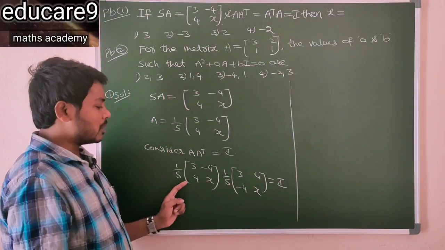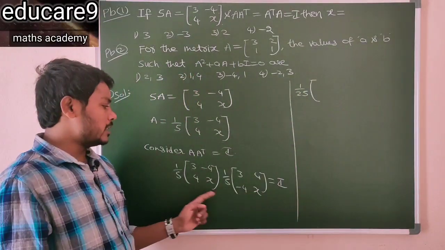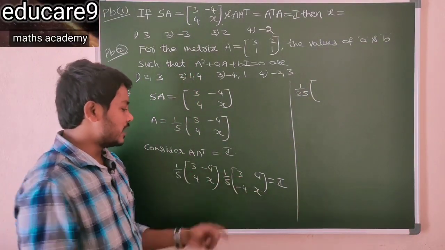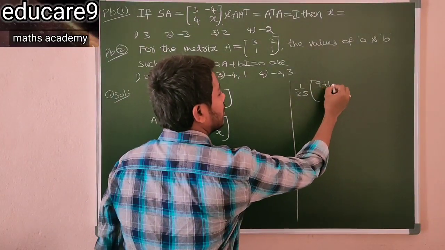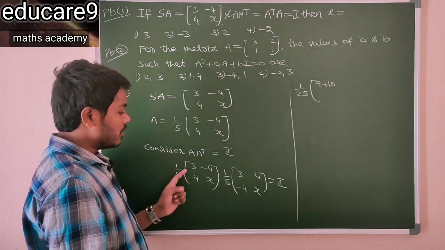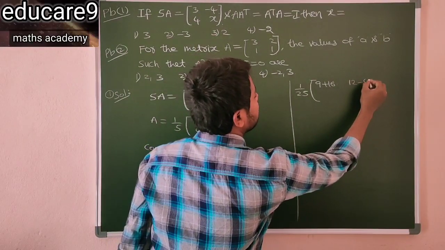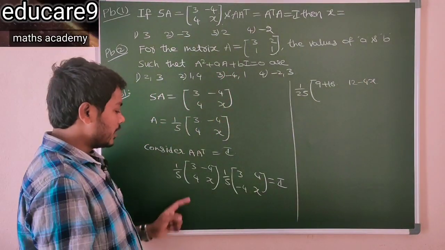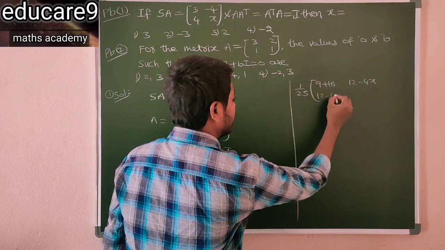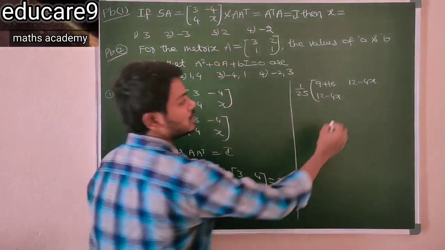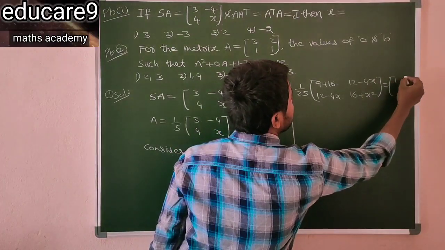So now this is 1 by 5 into 1 by 5, 1 by 25, and multiplying these two matrices. So what do you get? 3 into 3, 9 plus 16. Next one, first row, second column, that is 12 minus 4x. Next one, 4 into 3, 12 minus 4x. So next 16 plus x square is equal to the identity matrix, which is [1 0; 0 1].